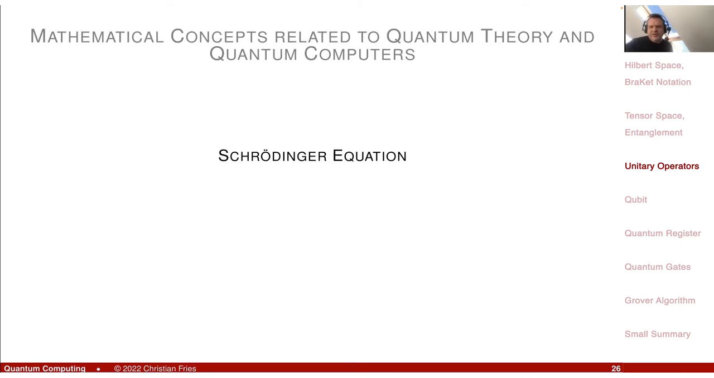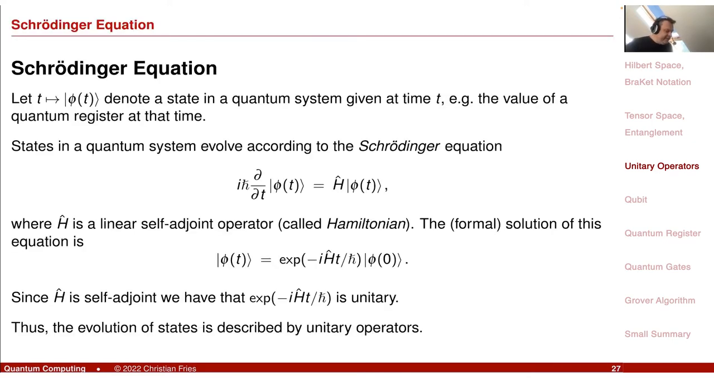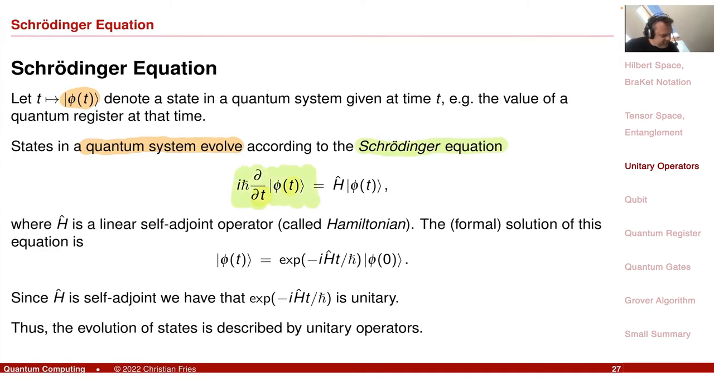Maybe a short comment, the link to physics, the Schrödinger equation. So if you have a quantum system and you have in this quantum system some state, so let's call this here ket phi, and the state depends on time, so maybe it's the wave function that evolves in this system, then you know that this state evolves. So evolves means that it has here a time derivative. This state evolves according to the Schrödinger equation. Okay, so this looks like an ODE.